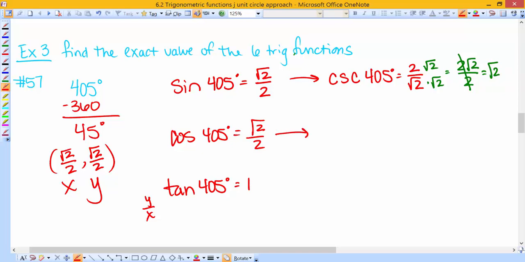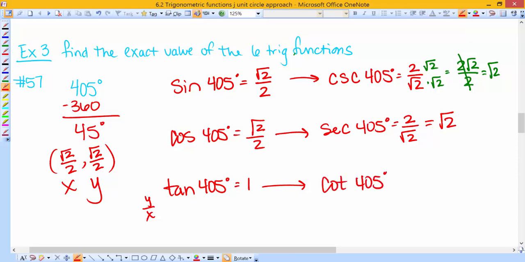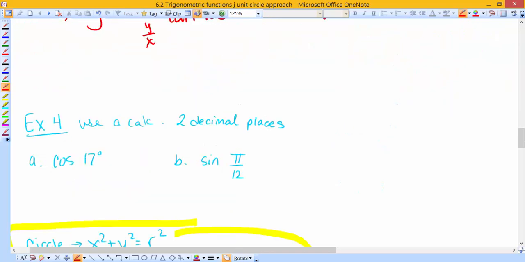What goes with cosine? Hopefully you said secant. Well, this is also going to be 2 over root 2. Oh, we just did that one. And what did we get? Square root of 2. And then what goes with tangent? Everyone remembers this one. Cotangent. That's the easy one. And the reciprocal of 1 is 1. All right, let's continue forward through this.